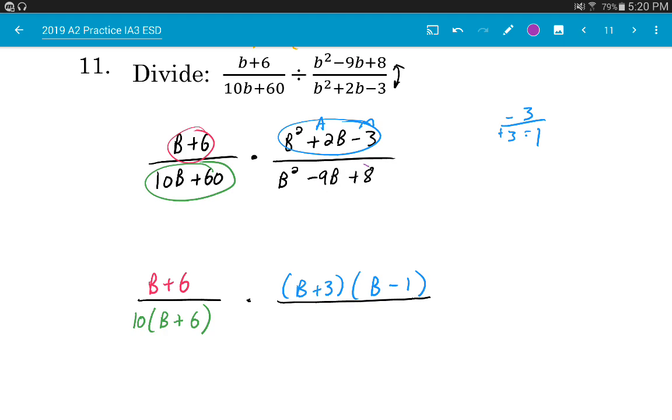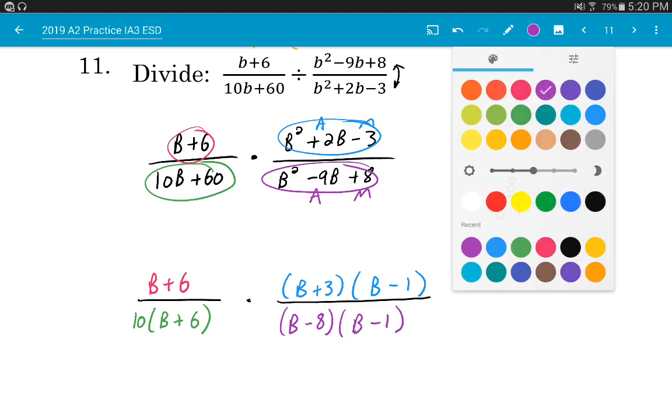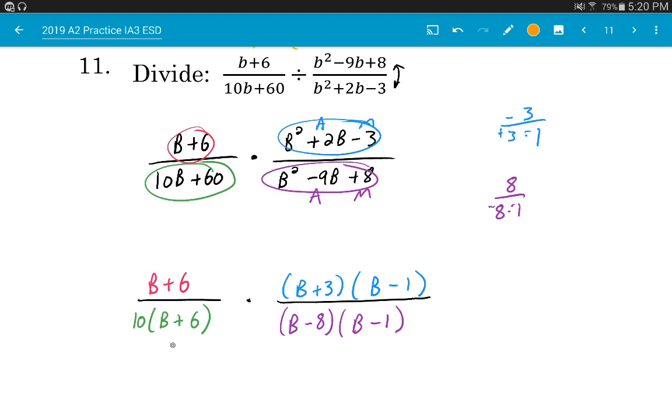And last but not least, this one looks like add and multiply as well. So we're looking for something that adds to -9 and multiplies to 8. So let's see, what multiplies to 8? Could be 8 and 1. Oh yeah, 8 and 1, if I make them both negative. So b minus 8 and b minus 1. Now let's focus on the crossouts again.